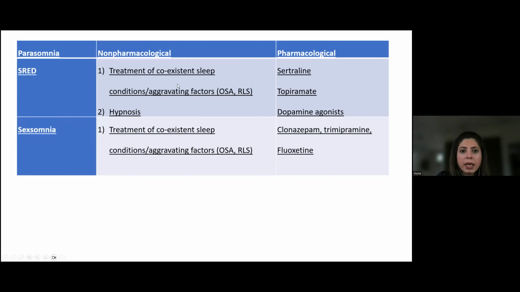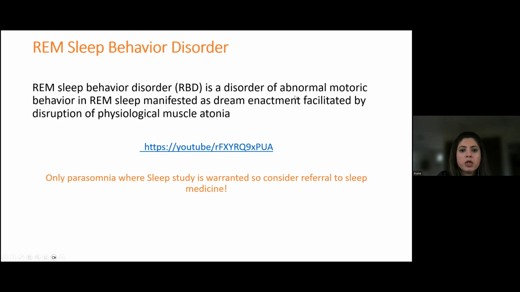Again, I would leave that to your sleep physician. Sleep-related eating, again, treatment of coexistent sleep conditions, aggravating factors, and that stands true for all. But pharmacological agents, again, I've listed them here only for your knowledge, but otherwise I would keep them there.